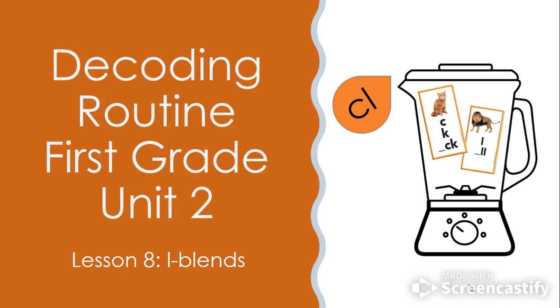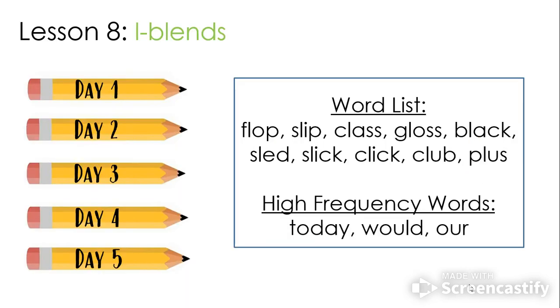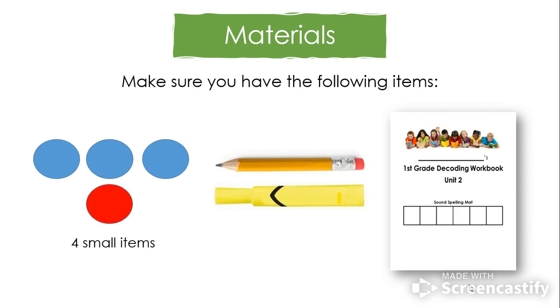So I am just going to go over my decoding routine so that you guys don't have to read everything. Basically, this is the PowerPoint that we use. It starts off with a word list, high frequency words of the week. Every one of these is 5 days, so usually Monday through Friday, but if we get off somehow because a day's off, we just continue 1 through 5. So at the beginning of every day, we'll have the materials that are needed.